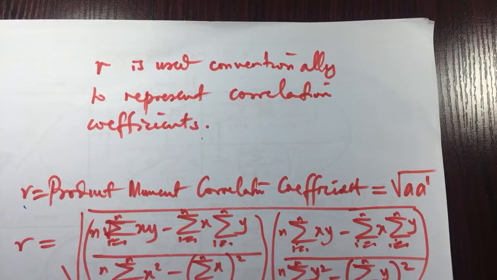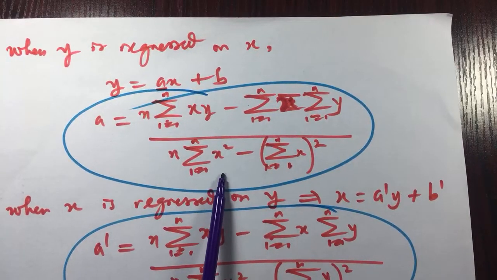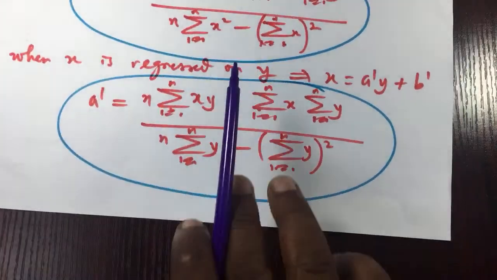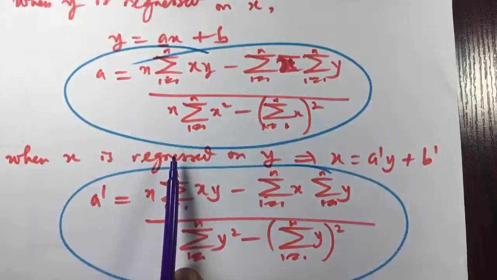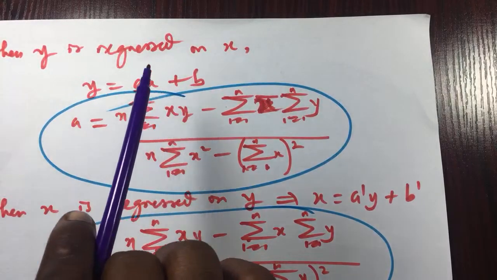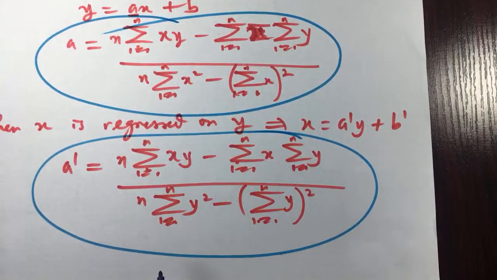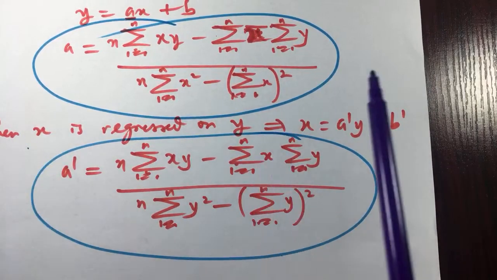Now the question here is, how do we obtain the formula for product moment correlation coefficient? The idea is to take the square root of A times A prime. And what is A? A was obtained earlier to be this. Okay, this was our A from the previous video, and this was our A prime from the previous video. How do you get your A? A is the coefficient of X when Y is regressed on X. How do you get your A prime? A prime is the coefficient of Y when X is regressed on Y.